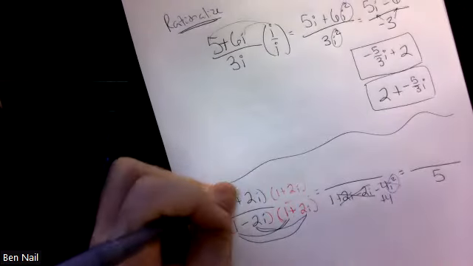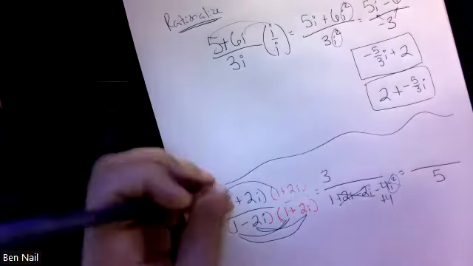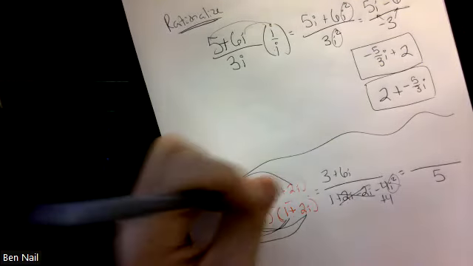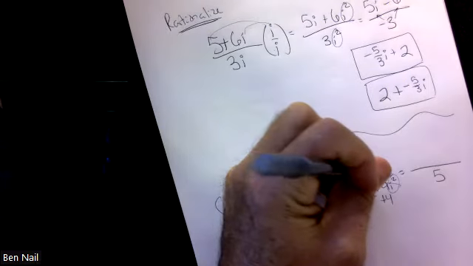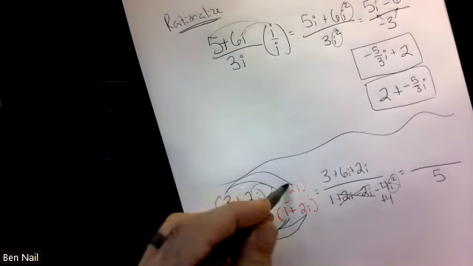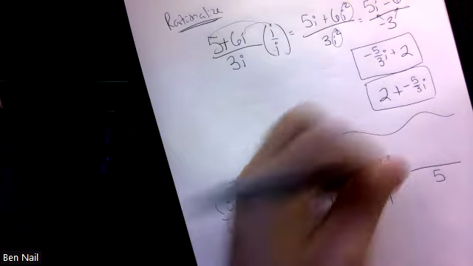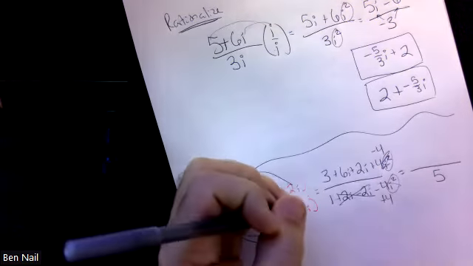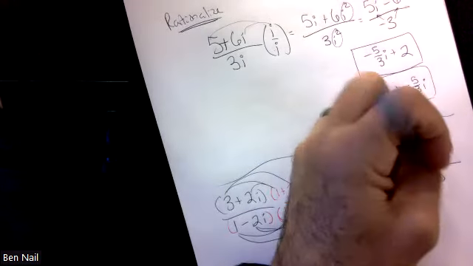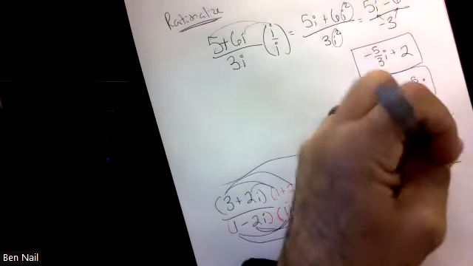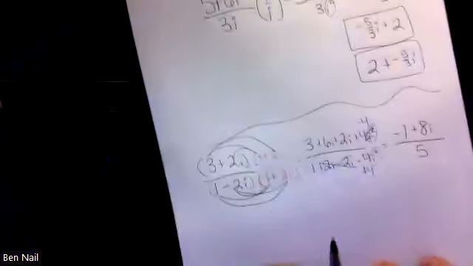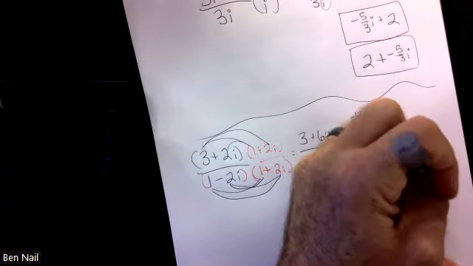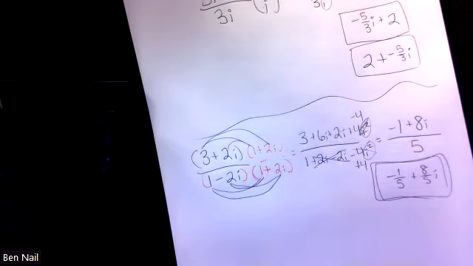Okay, same game on the top. Distribute. 3 times 1 is 3. 3 times 2i is 6i. 2i times 1 is 2i. 2i times 2i is a positive 4i squared. Again, i squared makes that a -1, so that's a -4. -4 and 3 is -1. 6i plus 2i is 8i, which if we divide, we get -1/5 plus 8/5 i.